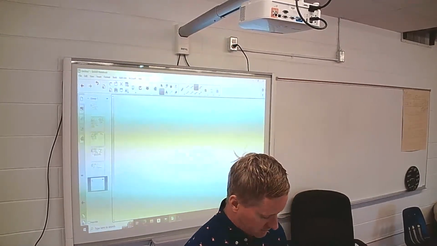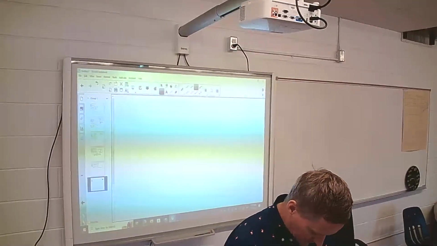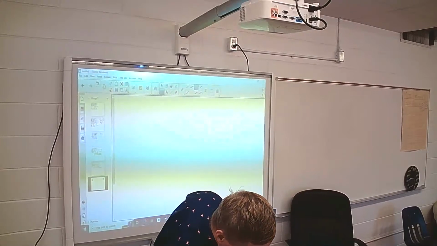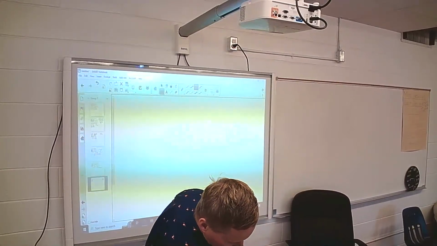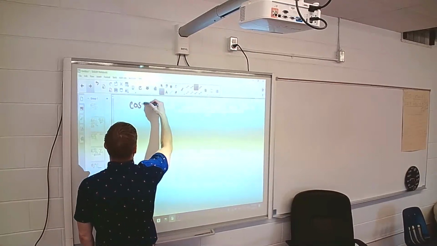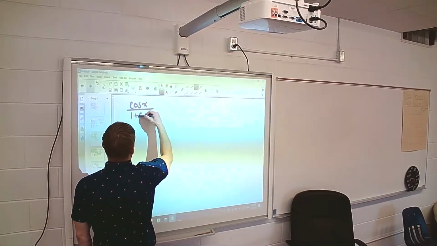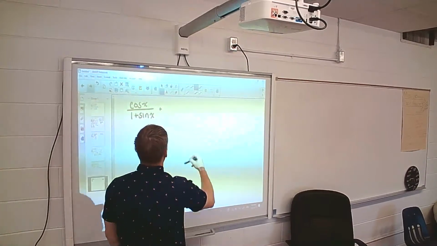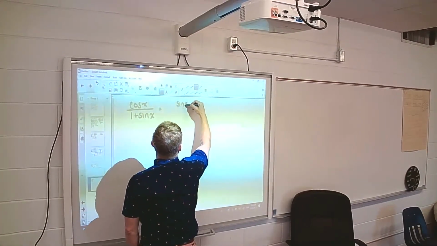Can we do 3c on 209? I got like halfway through. These ask us to express the rational expression as a single term. Okay, cos x over 1 plus sine x, right? Add sine x over cos x.